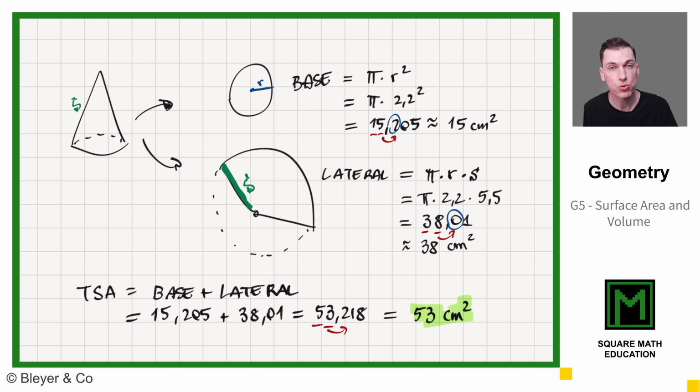So this example took a little bit more work because we didn't have all the measurements given. We had to calculate the slant height using Pythagoras. Don't forget this little detail.